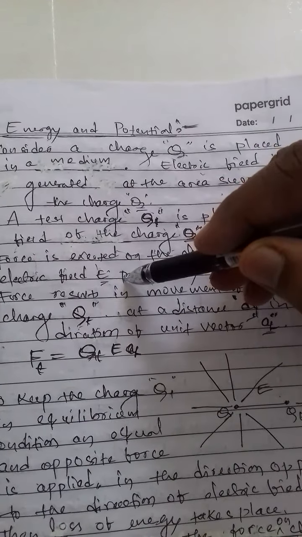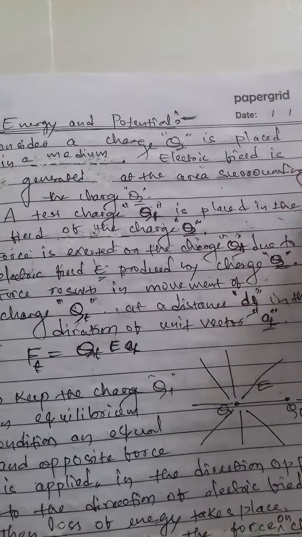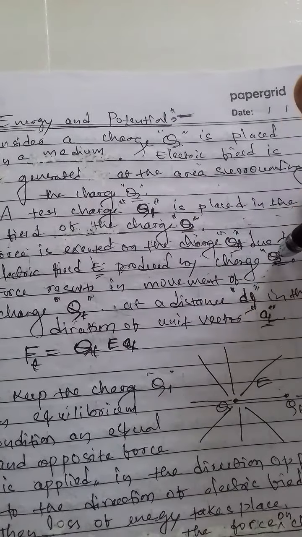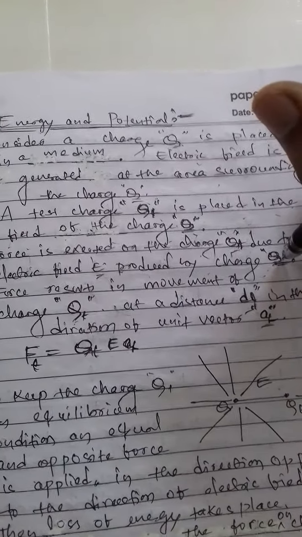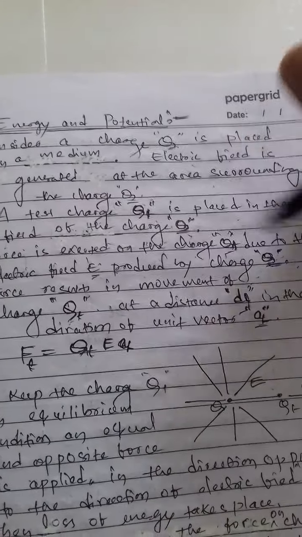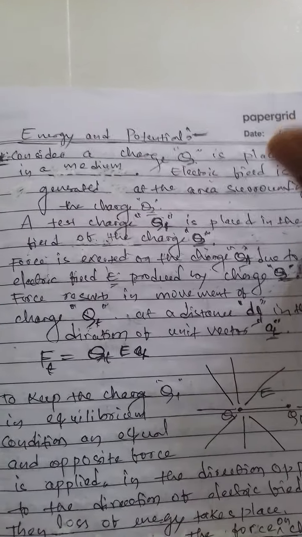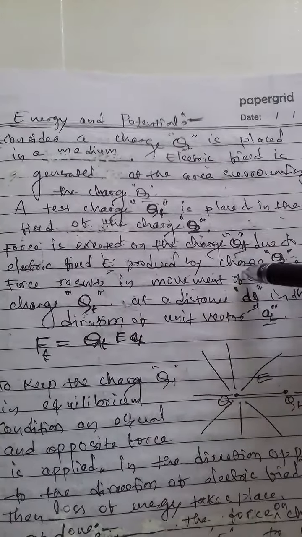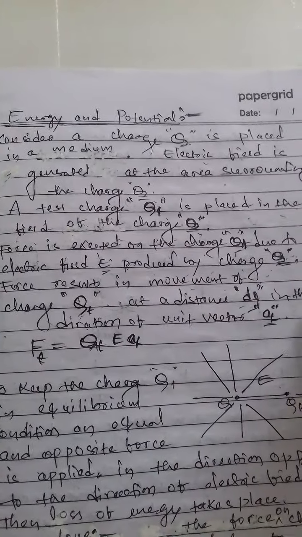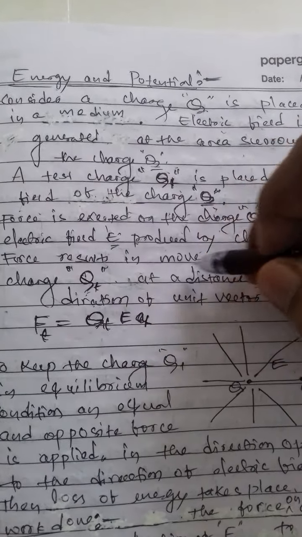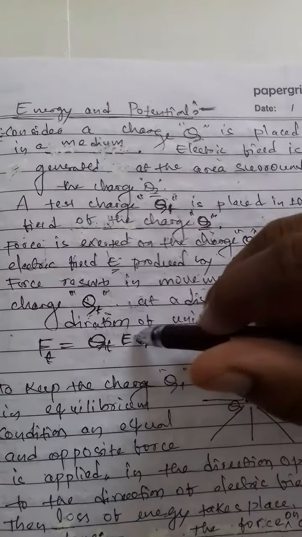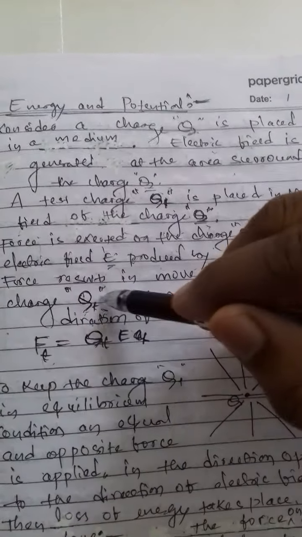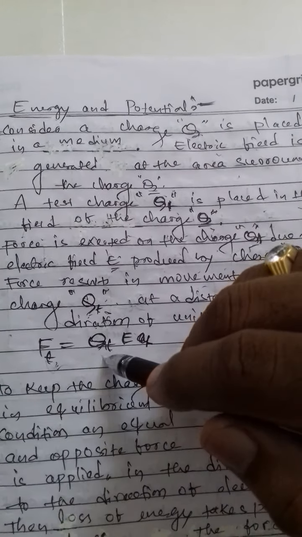Because the direction of the electric field is away from the charge, when another charge is moved in the field produced by this charge Q, a force is exerted on the charge Qt due to the electric field E. That force results in the movement of the test charge Qt at a distance dl in the direction of unit vector al, so the force on that charge Qt can be written as Qt E al.